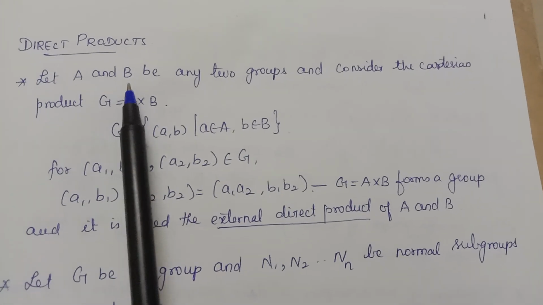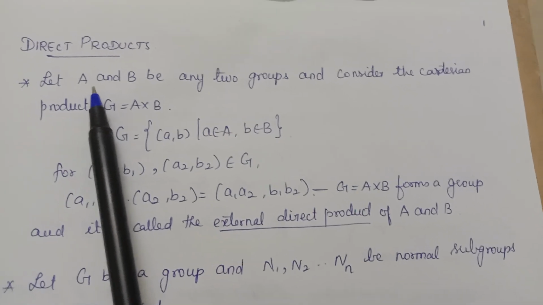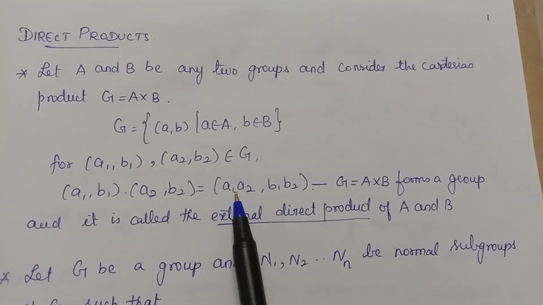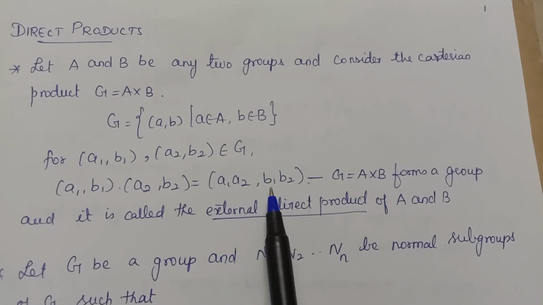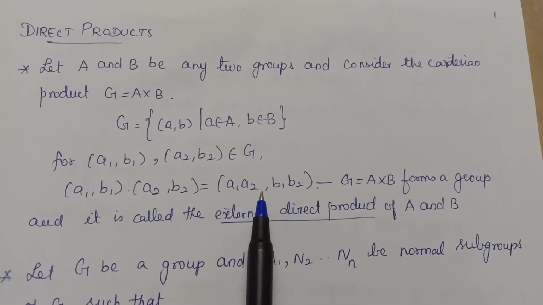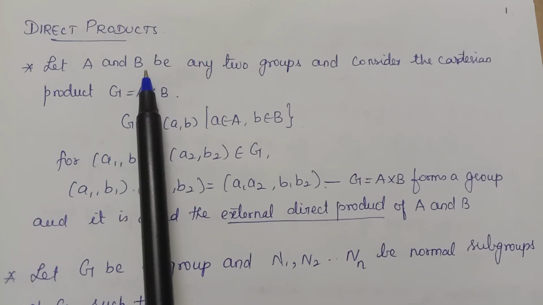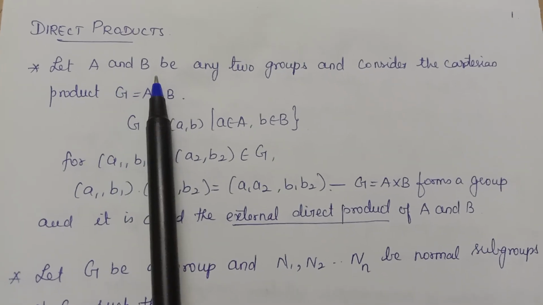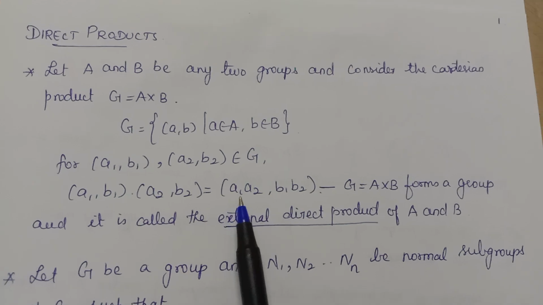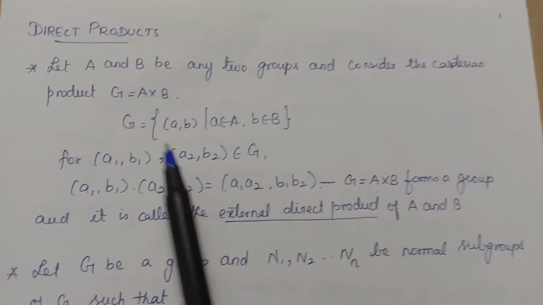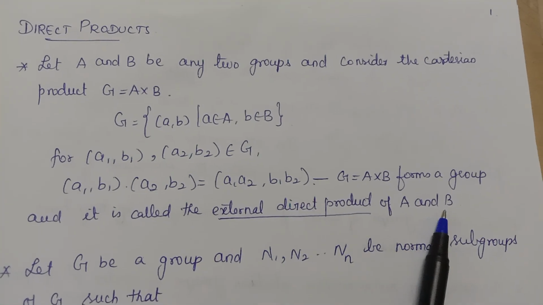Here we have taken A and B as two groups, so they may have their own binary operation. For the first element we follow the binary operation defined in A, and for the second element we follow the binary operation defined in B. Both the operations need not be the same. The set A may have one binary operation and B may have some other binary operation. Even though they have different binary operations, we can define the direct product like this. So with respect to the product defined here, this G forms a group, and it is called the external direct product of A and B.